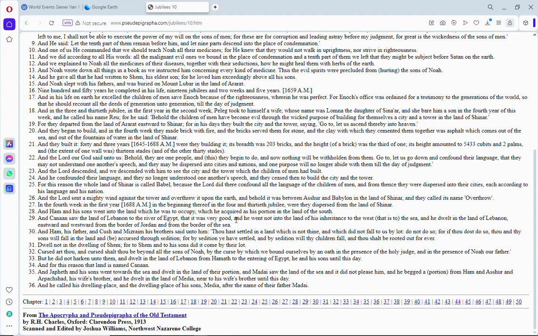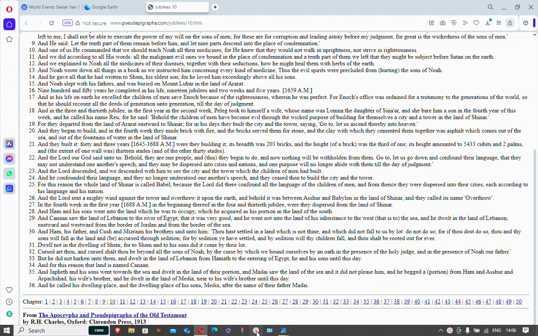That it was very good, and he went not into the land of his inheritance to the west, that is to the sea, and he dwelt in the land of Lebanon, eastward and westward from the border of the Jordan, and from the border of the sea.